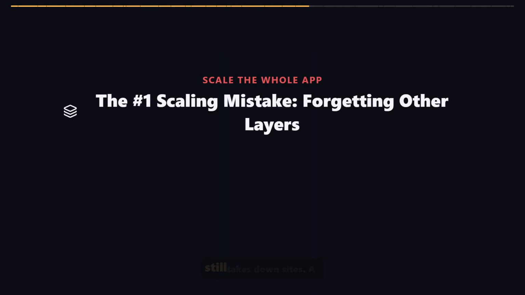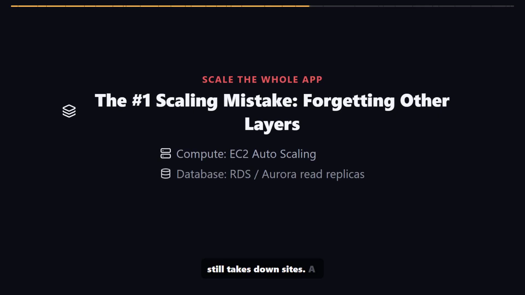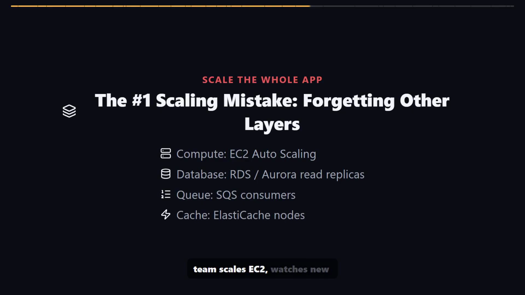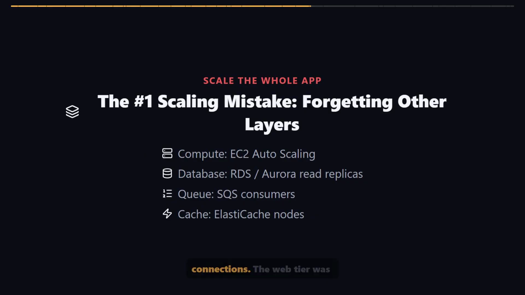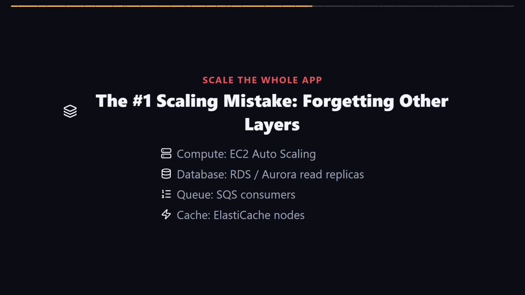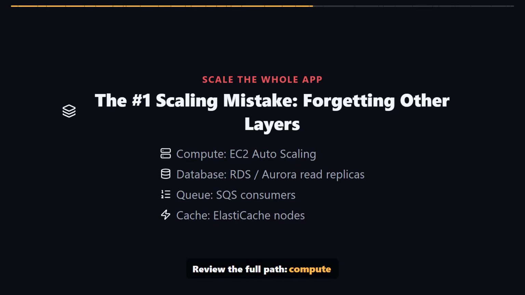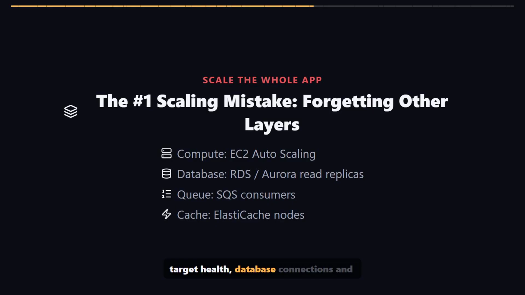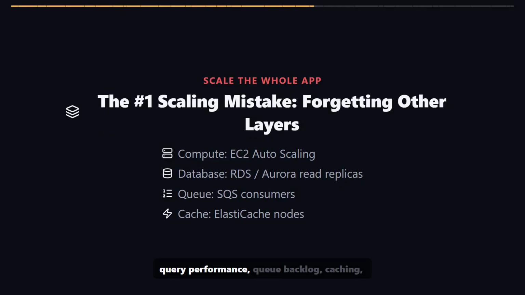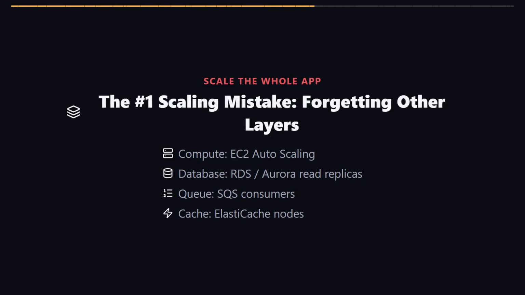Here is the mistake that still takes down sites. A team scales EC2, watches new instances come online, and then the database runs out of connections. The web tier was not the only bottleneck. Auto-scaling one layer is not auto-scaling the whole application. Review the full path: compute capacity, load balancer limits and target health, database connections and query performance, queue backlog, caching, downstream APIs, and network limits.